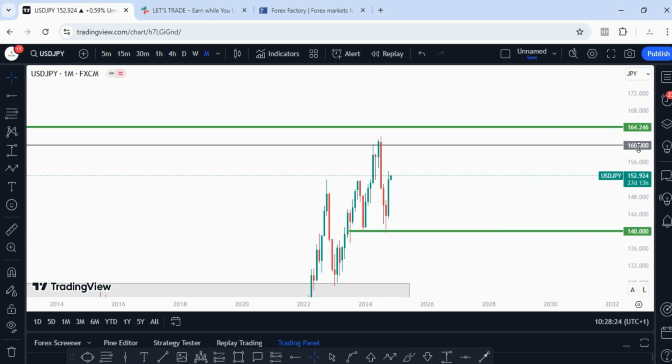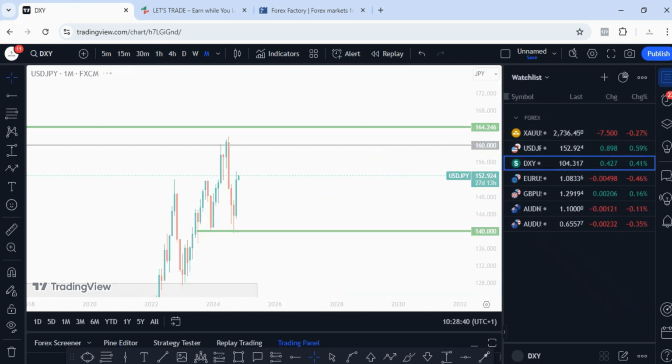All right, with my target being 160.000 as my overall target on the monthly time frame. So any bearish move we see on the lower time frame is just going to be a pullback. All right, so that is that on USDJPY.